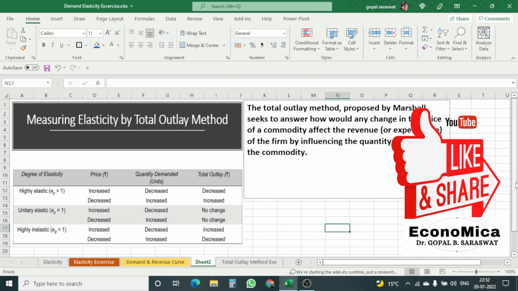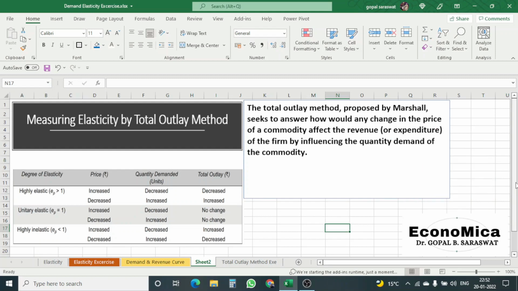Today our topic is the total outlay method of price elasticity. This method was proposed by Marshall, and the purpose of this method was to seek the answer for how change in price affects the quantity demand along with the total outlay.